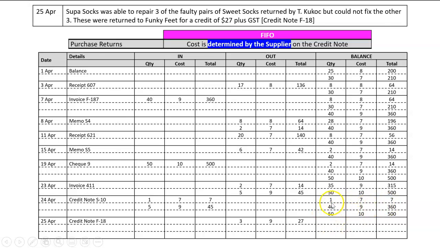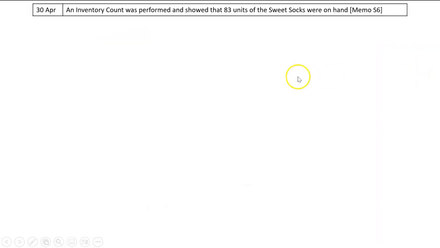So what are we left with? We have 1 at $7. That's still there. We had 40 at $9, but we're sending 3 back. So now we've got 37 at $9. And we've still got 50 units at $10 there. So that's another little tricky one. So under FIFO, we don't actually apply FIFO for a purchase return. The cost is determined by the supplier on the credit note.